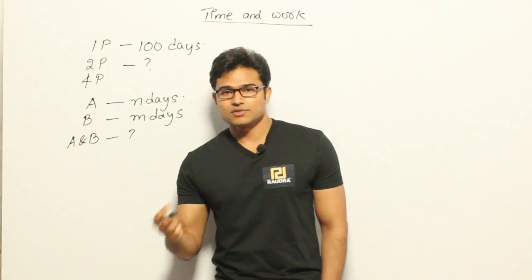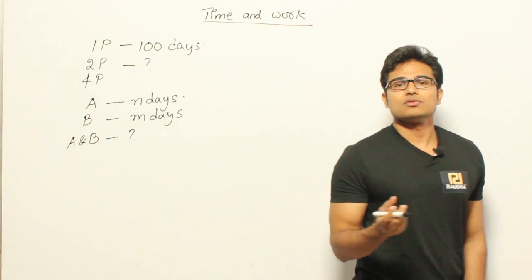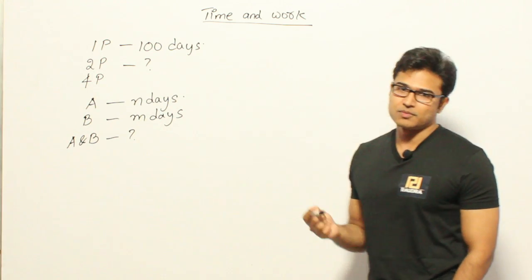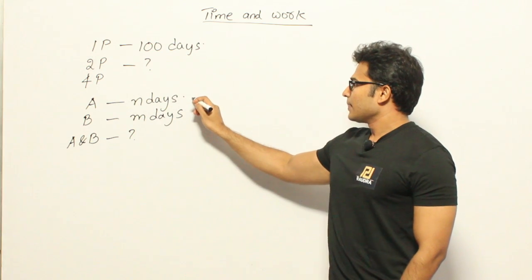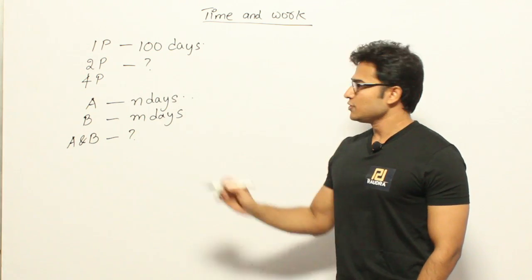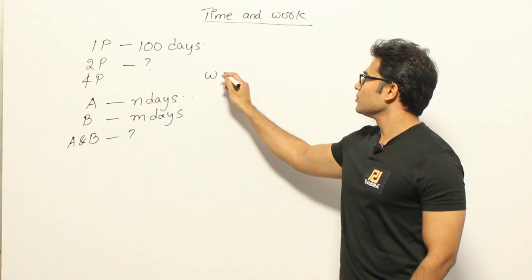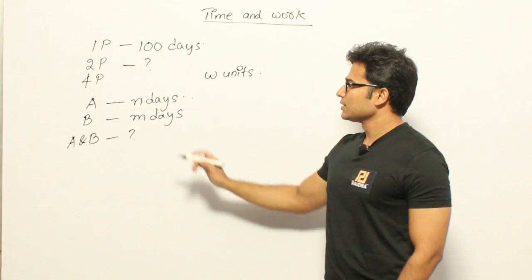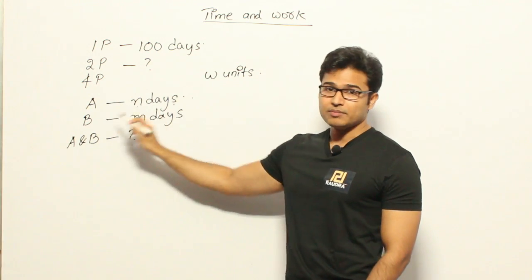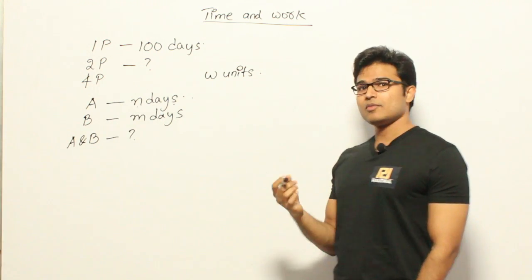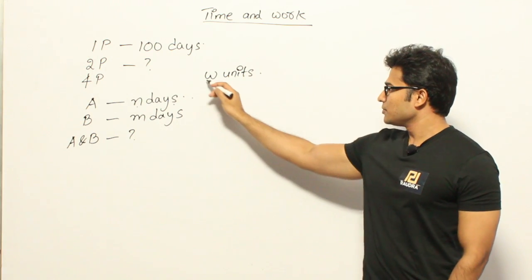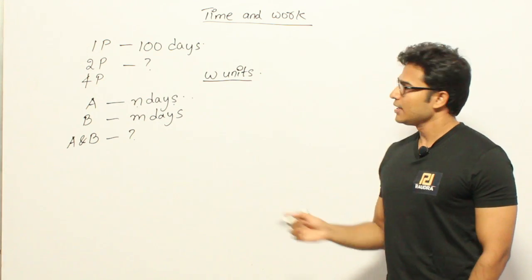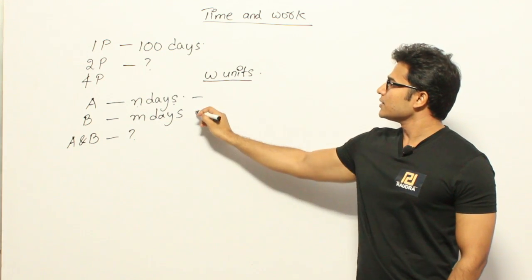So there are various methods of solving it. I'll just introduce to you the basic method, then later while solving the numericals we shall see all the methods possible. Now assume that since they are doing the same work, the total amount of work is W units. A is taking n days to finish it, B is taking m days to finish it, but both of them are working on the same project, so both are trying to finish the same work, which is W units, right?